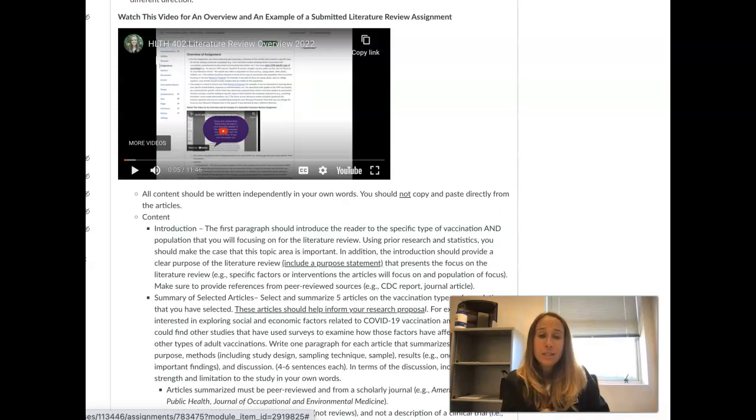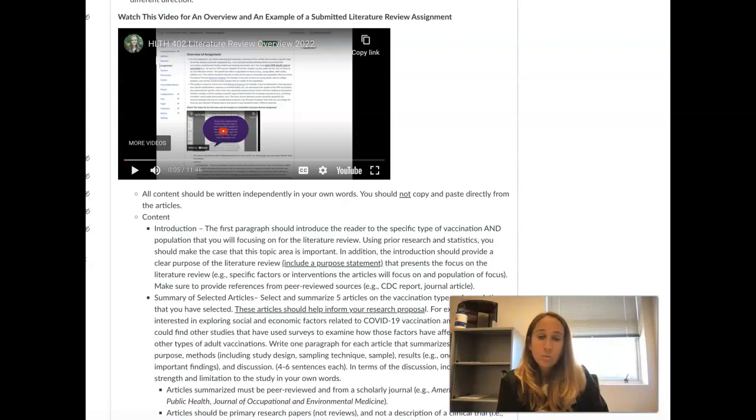For the summary of the selected articles, remember you need to use articles that look at the variables you've selected for your research question and your population of interest. One of the big things that I see with student submissions for this assignment in this section is students will copy and paste sections from articles. They'll copy and paste sentences and use quotes. Please do not use quotes. You should be summarizing these articles in your own words. If you do use quotes, you are going to lose points on the assignment. So please make sure you're summarizing in your own words.